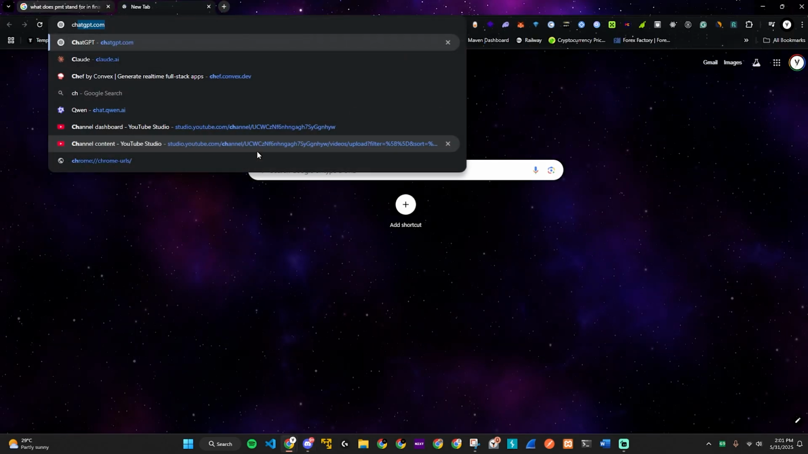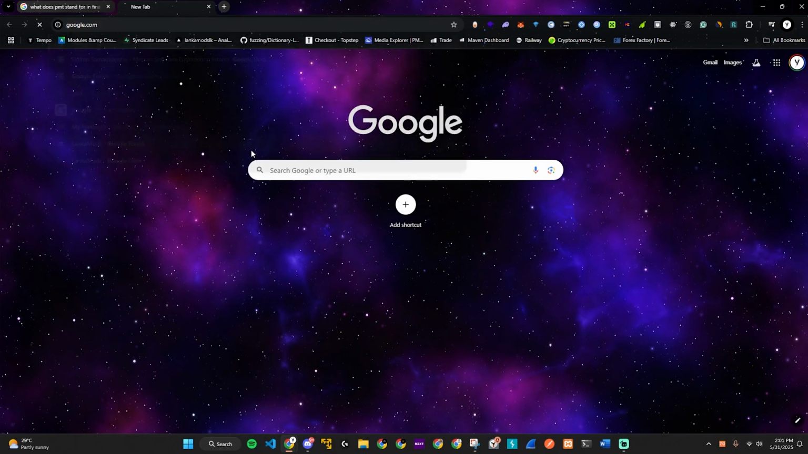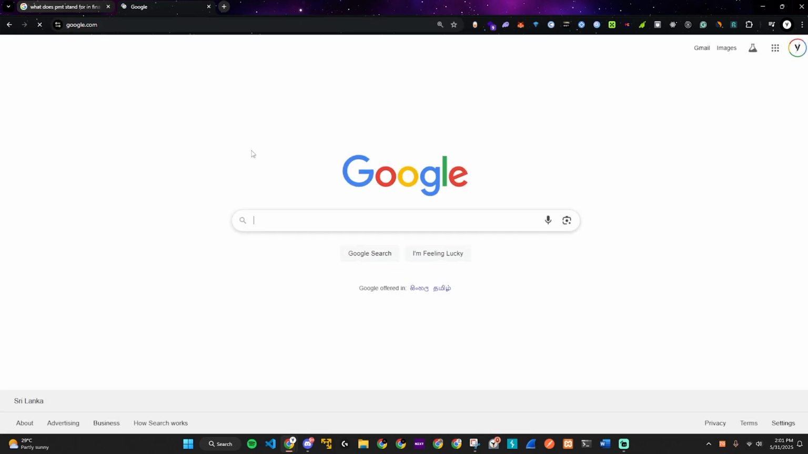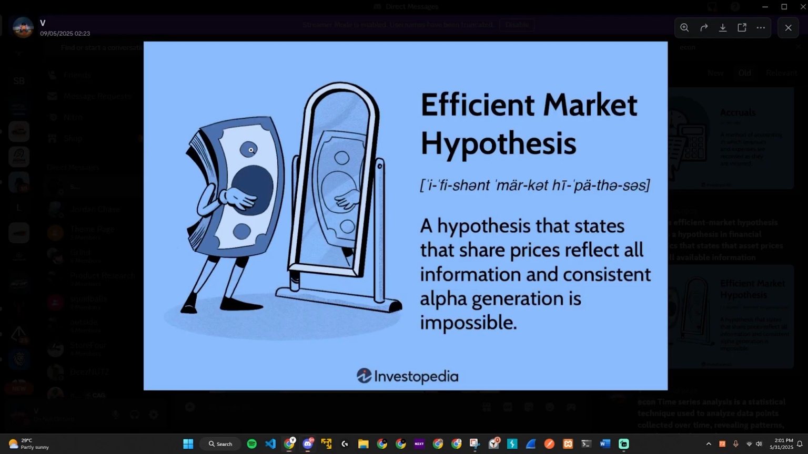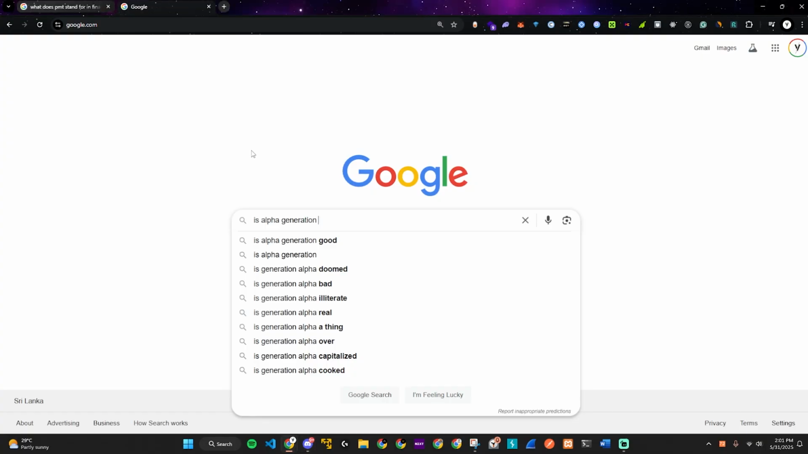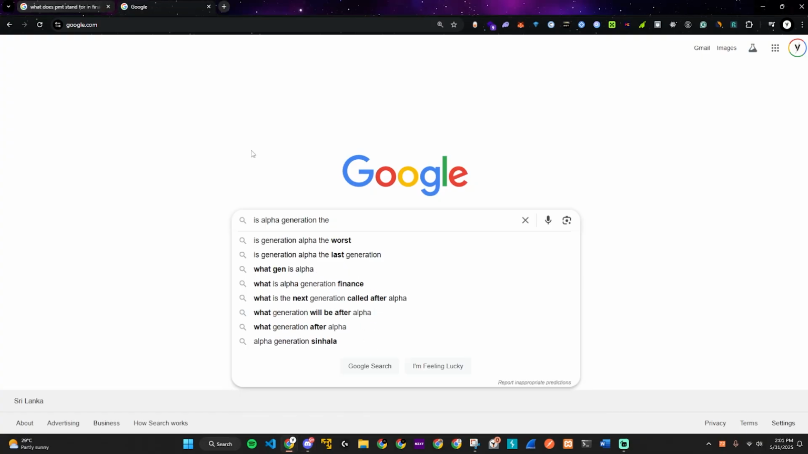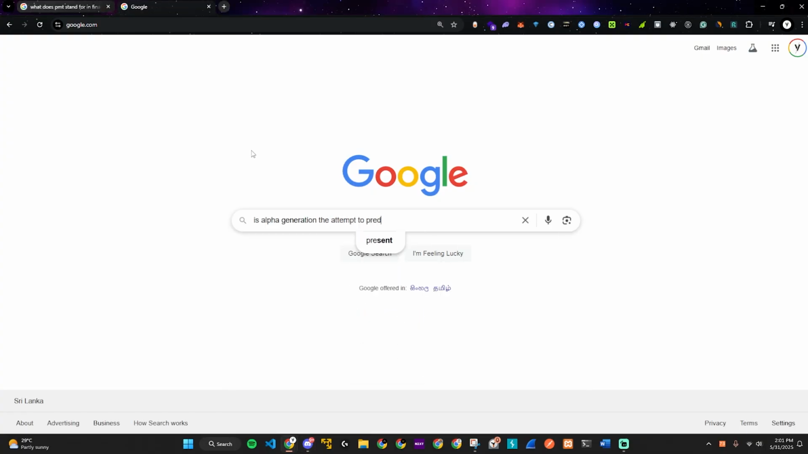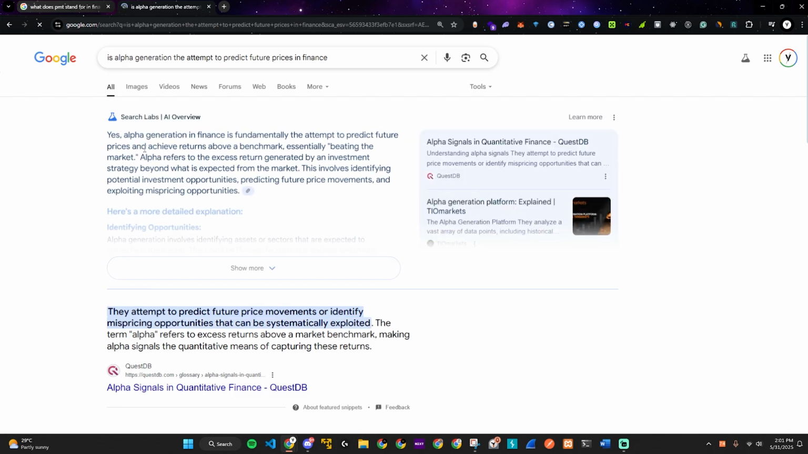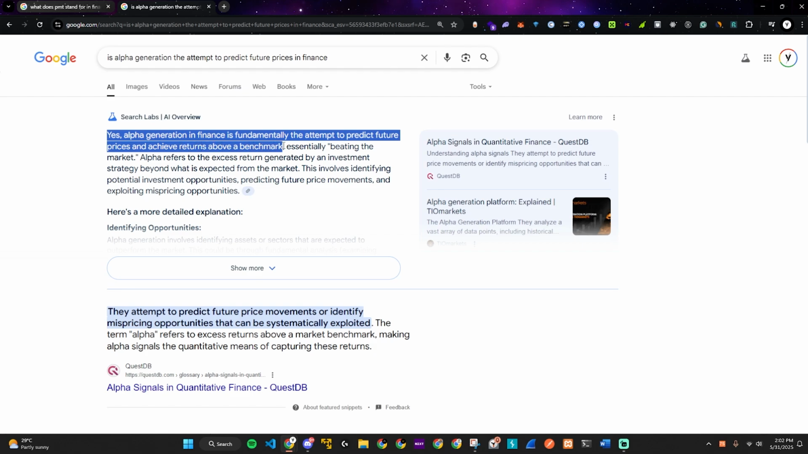Let me check: is alpha generation the attempt to predict future prices in finance? Let's see what it says. Yes, okay. So alpha generation in finance is fundamentally attempting to predict future prices and achieve returns above a benchmark, essentially beating the market, right? So yeah, this makes sense.